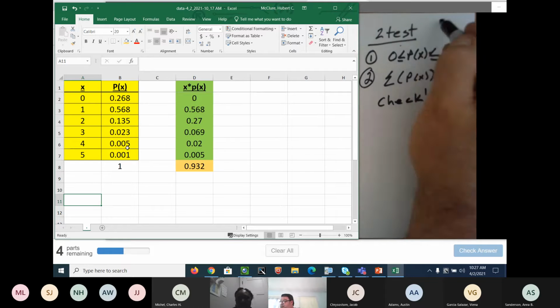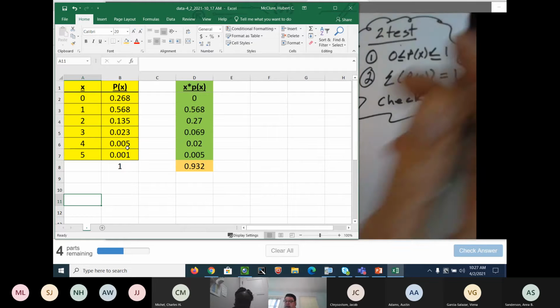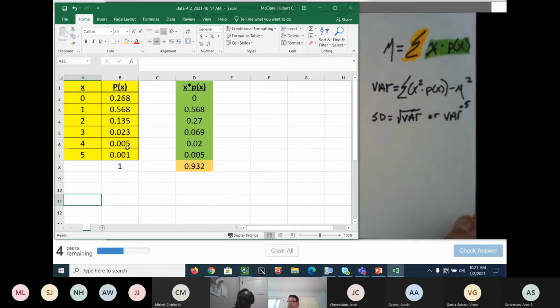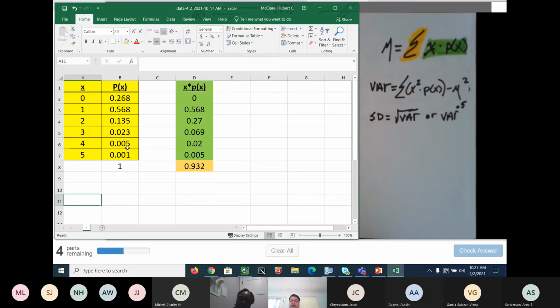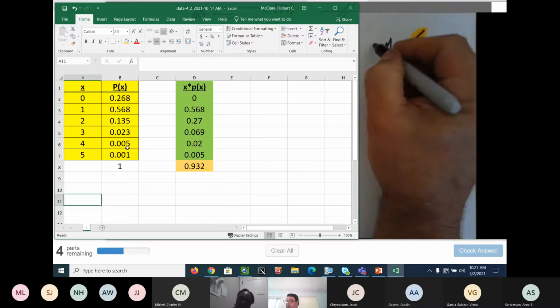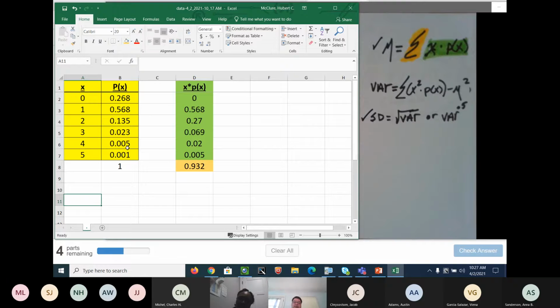You check it. And then you go to this. If it is a probability distribution, the test question or the homework question is usually going to ask for this and that. And we just found mu, which is the mean, or it could be the expected value, depending on whether it's a word problem or just a number problem. So there is mu.